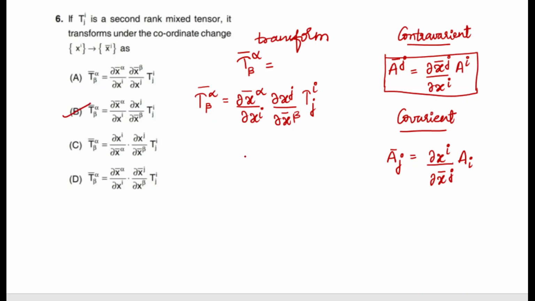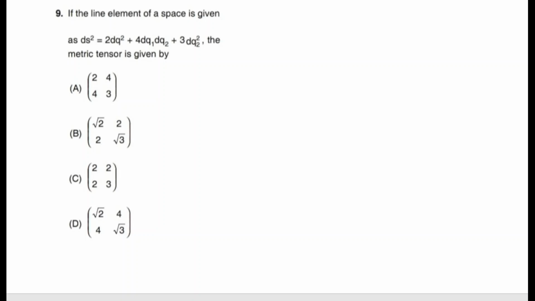Just compare and see. This transformation is quite easy when you go step by step. First you need to do the transformation for the contravariant, then for the covariant. Like how the coordinate changes, they have given how the transformation is done. Proceeding with this, we can do it, and it is very simple. Okay, yes, let us proceed to the next question.